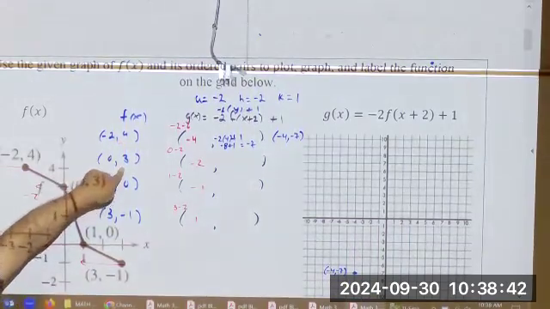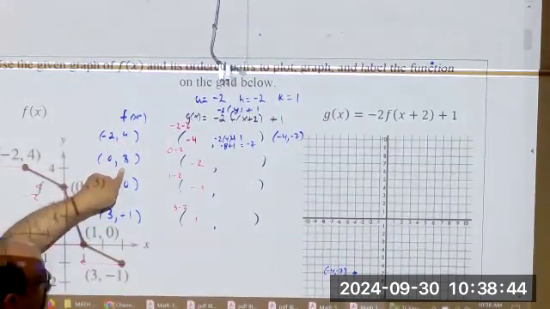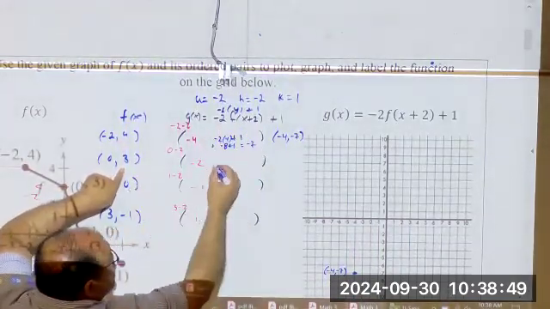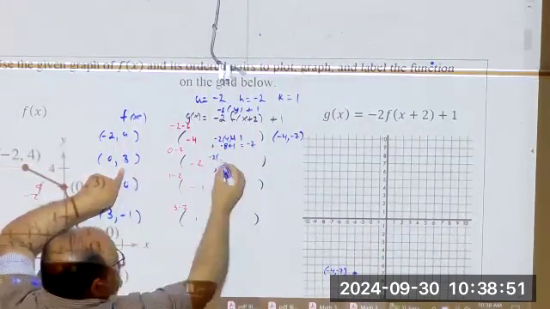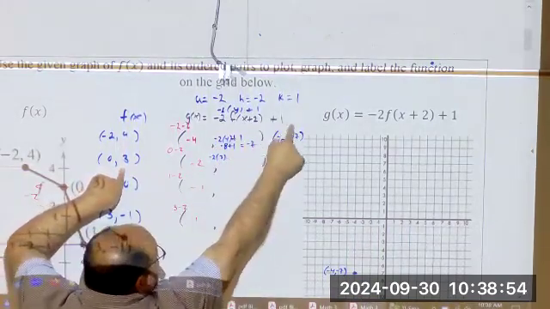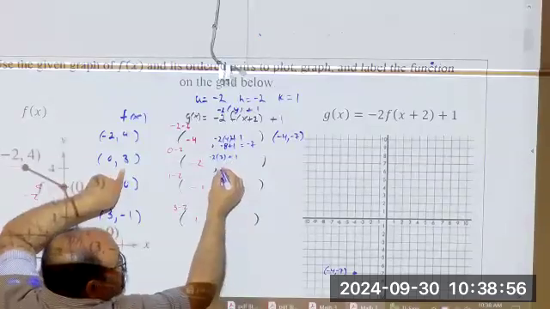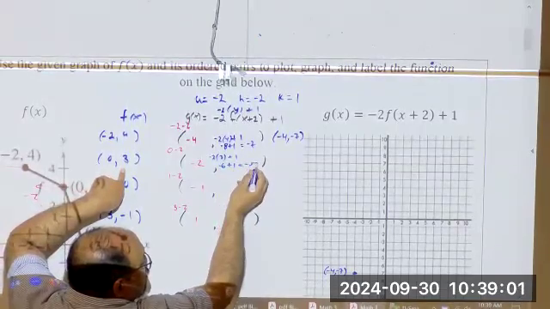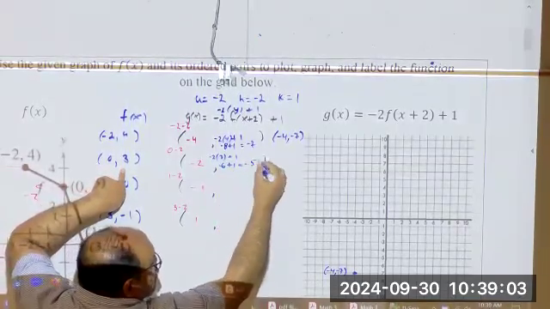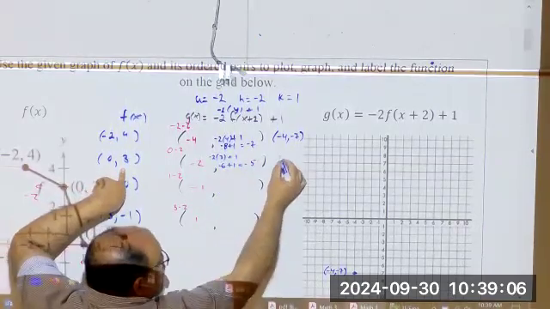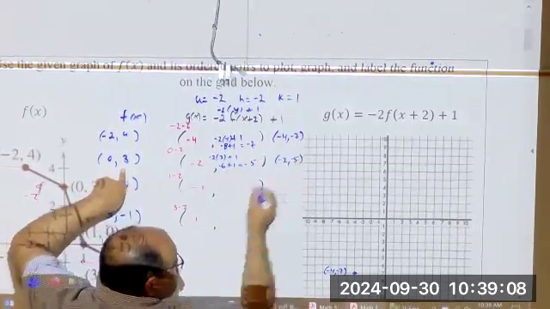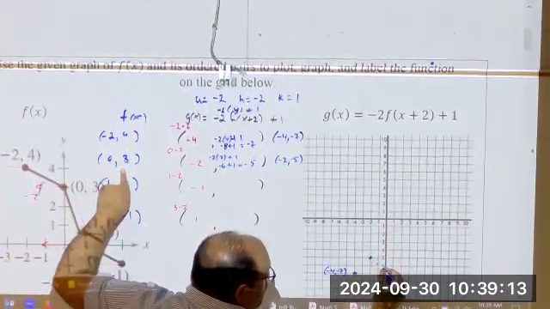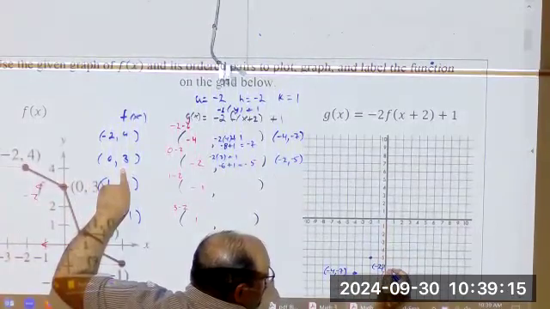This old y value is a 3. So I'm going to multiply the y value times -2. So it's -2 times that 3, and then we add 1. So that's -6 plus 1, which is -5. So the ordered pair here is -2, -5. Label it.